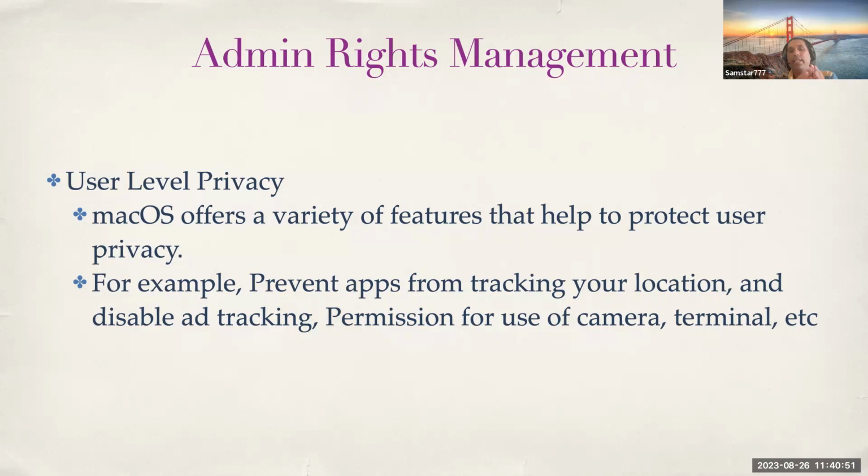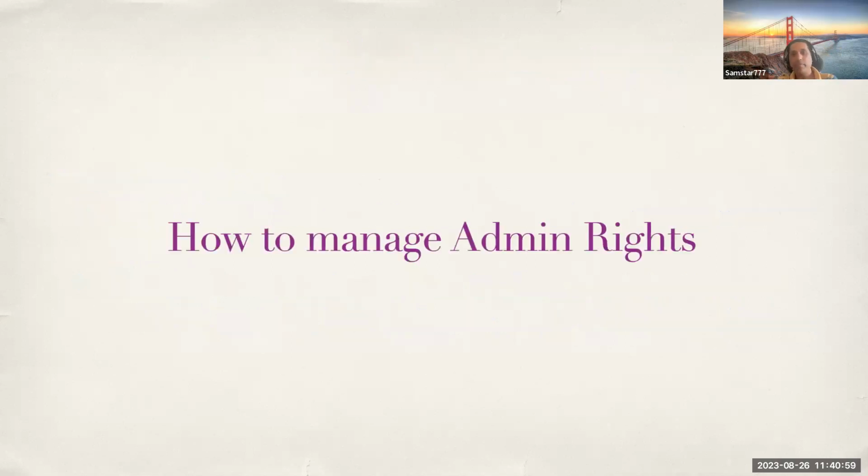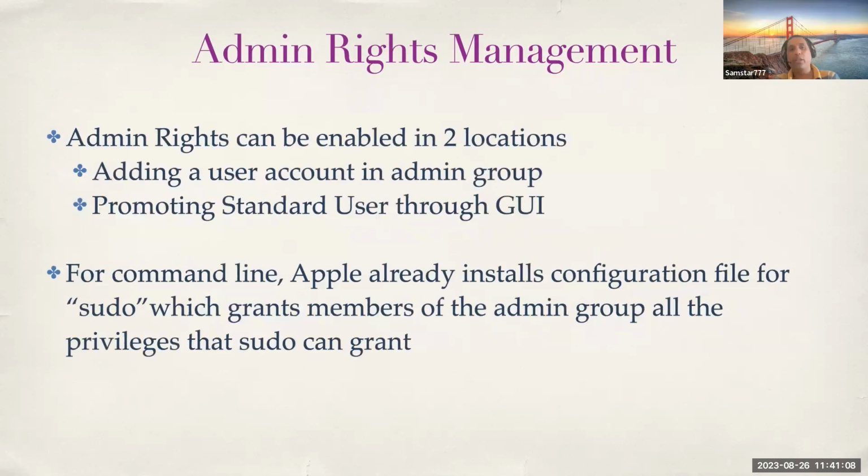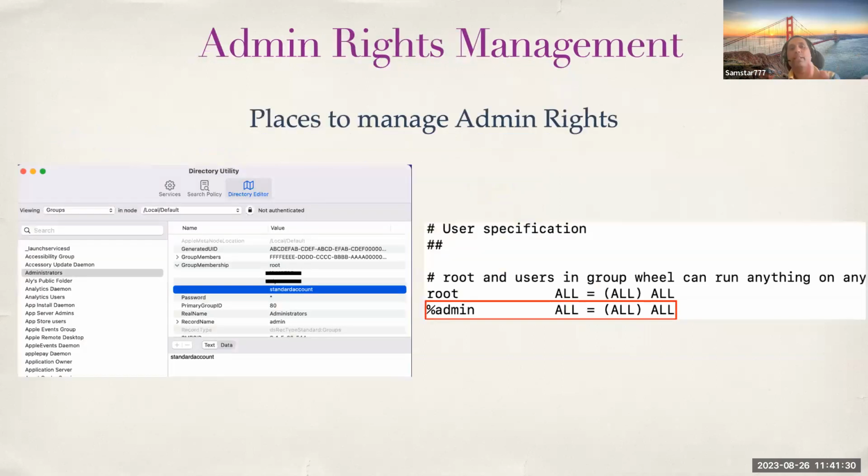Now that we have an understanding of admin rights, let's talk about how we can manage them. We can manage admin rights from two locations. One, through a user account: we can add a user account to the admin group, or go to the GUI and promote a user to an administrator account. We can also use the command line, which has a configuration file that can grant an account administrative privileges, right? And this happens from these places.